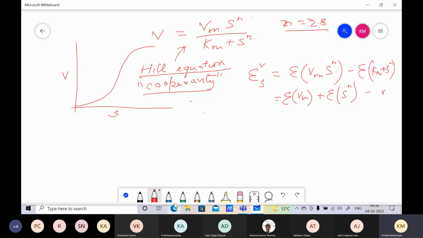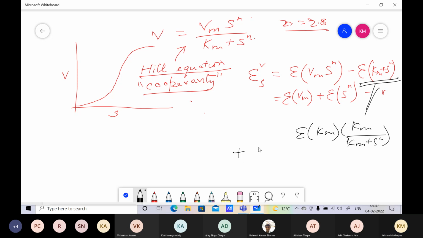So when you have this kind of formulation, you have to be careful. You have to say E of Km into Km divided by Km plus S to the power n, and E of S to the power n. So this here will be E of Km into Km upon Km plus S to the power n, and plus E of S to the power n into S to the power n divided by Km plus S to the power n. चलिए बताइए क्या होगा मुझे.